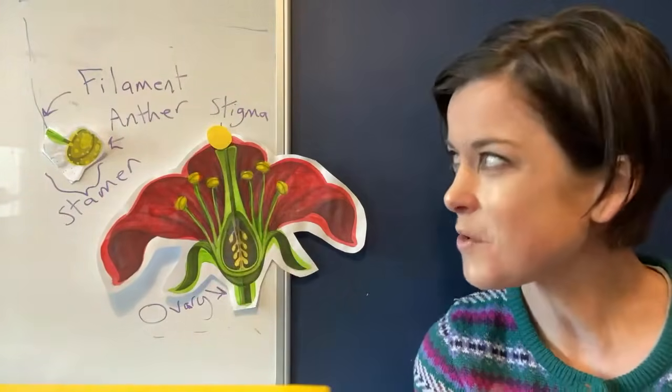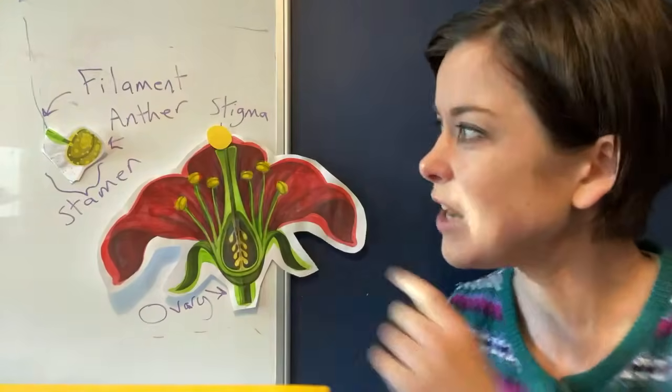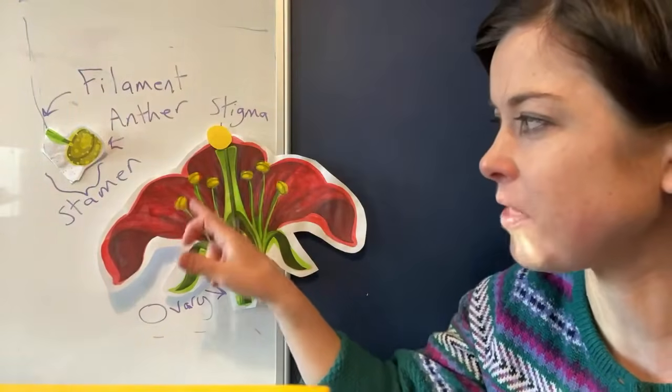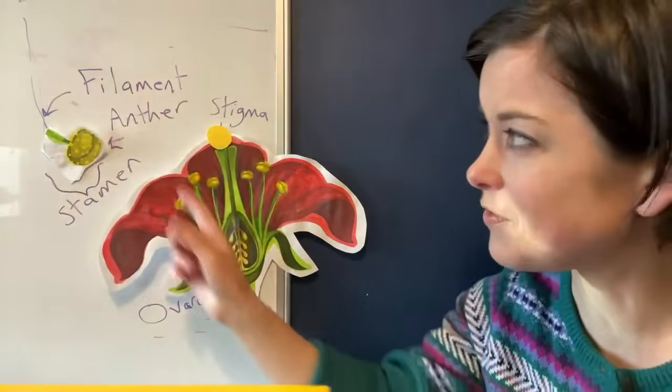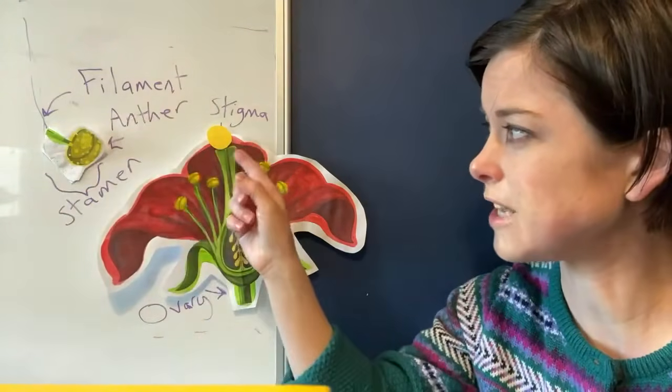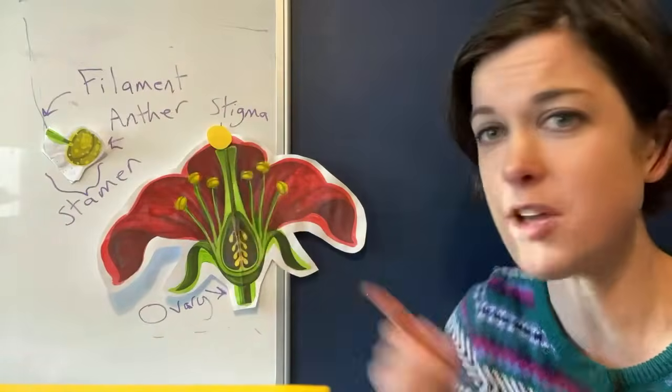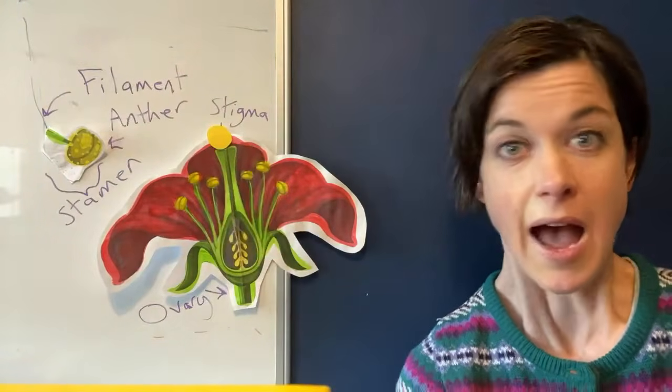Whew. So quite a lot of words. Filament, the long stem. Anther, the thing on the top that makes the pollen with sperm in it. Stamen is the filament and the anther all together. Stigma, the sticky bit on the top, which is the female part of the plant, and the ovary, this bulbous thing at the bottom. How are we going to learn them?